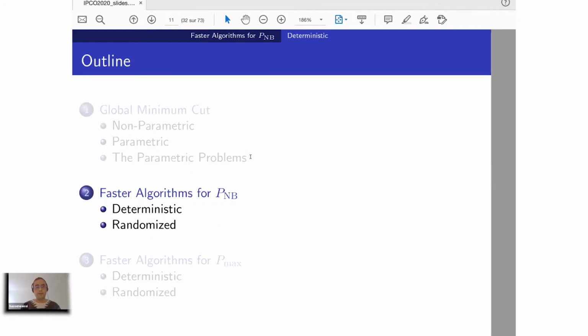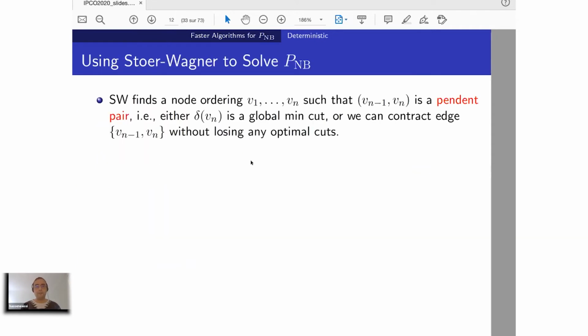So let me discuss the algorithm for solving the next breakpoint problem. Our deterministic algorithm will be based on the Stoer-Wagner algorithm to solve the global min cut. In this algorithm, we compute an ordering of the nodes V1 until Vn, such that the last pair, Vn minus 1 and Vn, corresponds to a pendant pair, which means that either the singleton node Vn is a global min cut, or we can contract this pair without losing any optimal cuts.